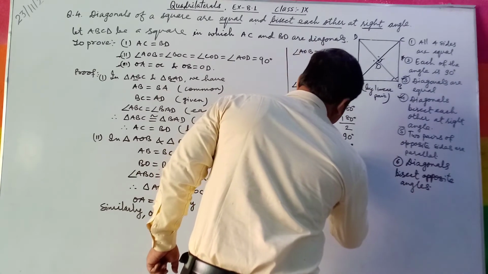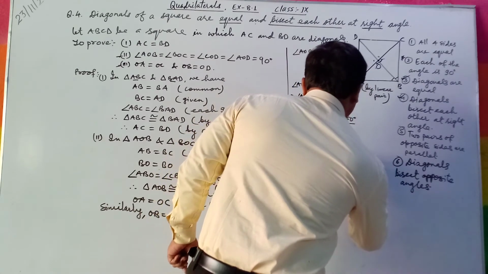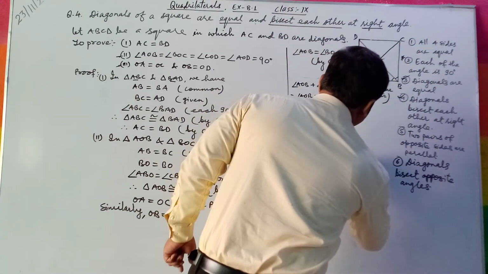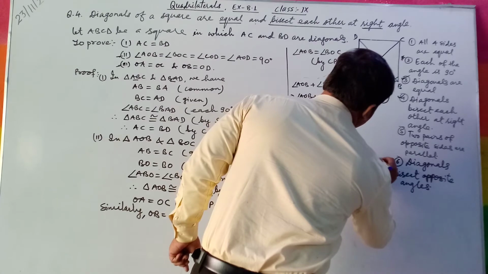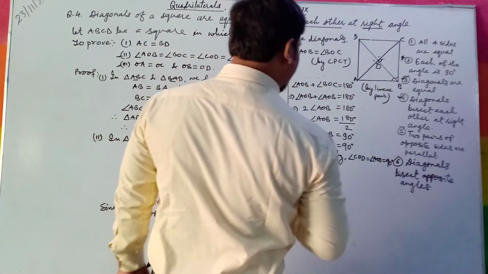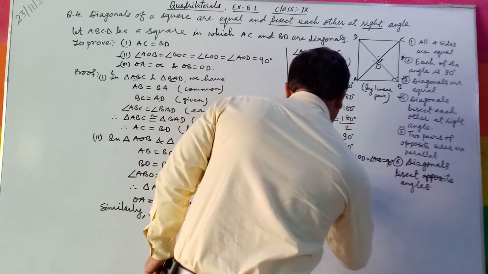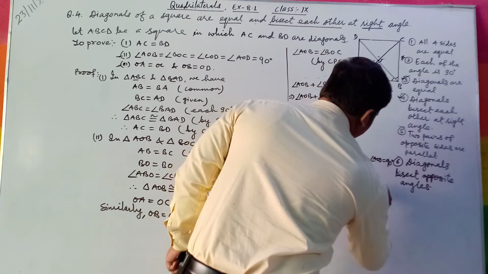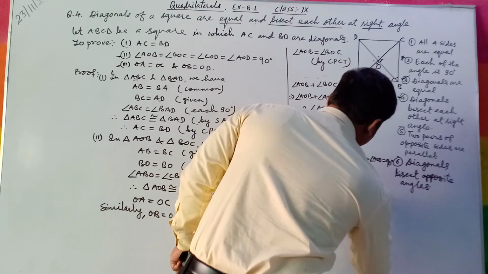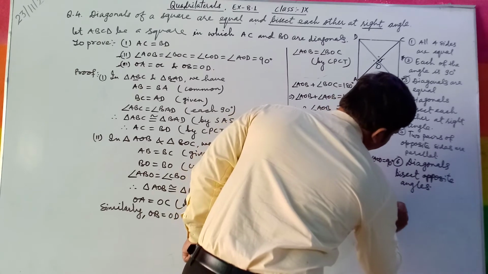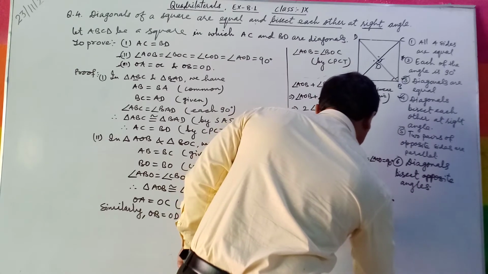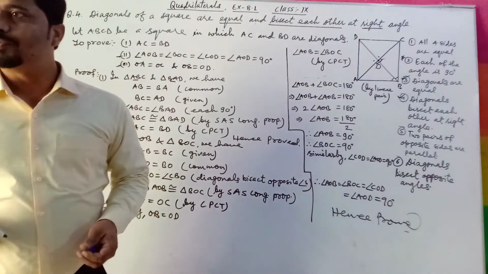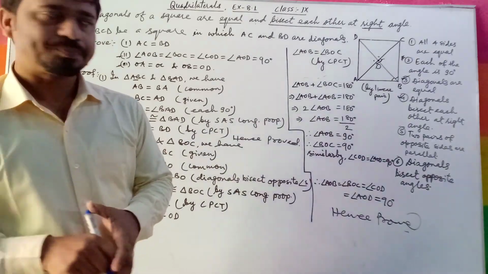Similarly, angle COD equal to angle AOD equal to 90 degrees. Therefore, angle AOB equal to angle BOC equal to angle COD equal to angle AOD equal to 90 degrees. Hence proved. So this is the proof. Understand? Yes.